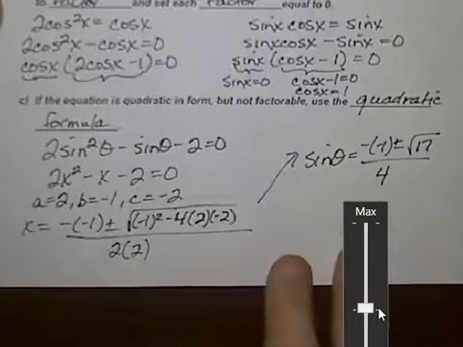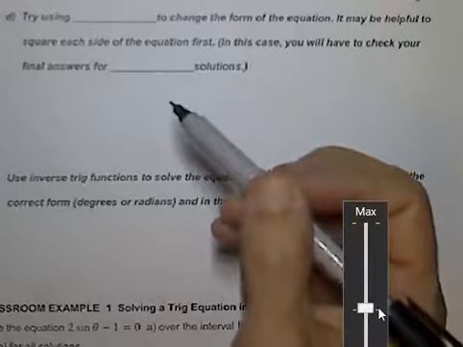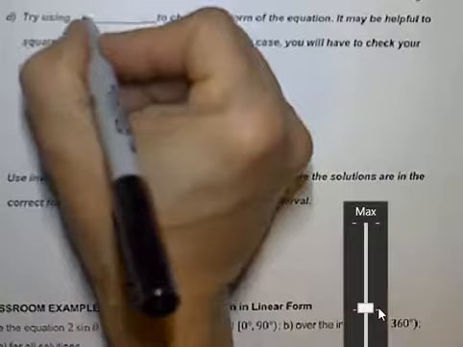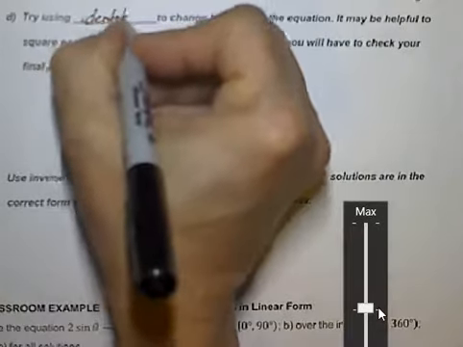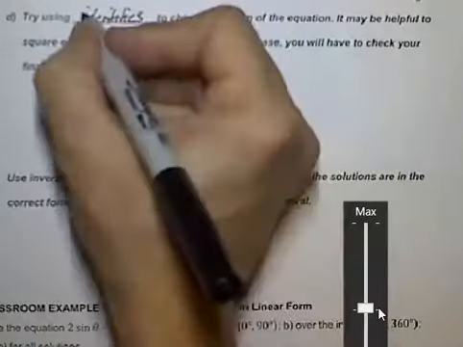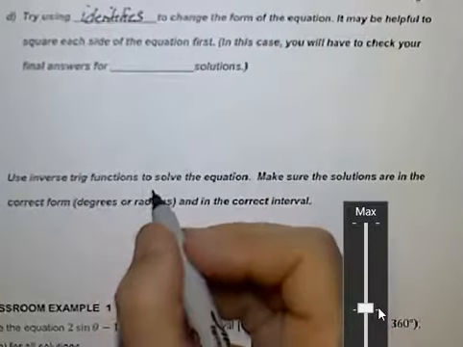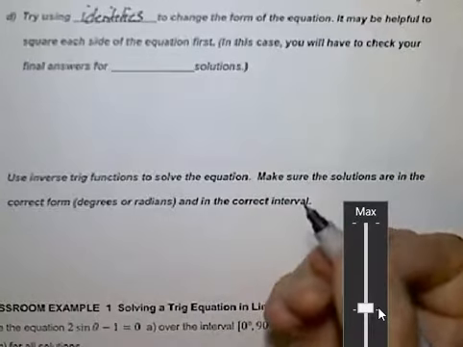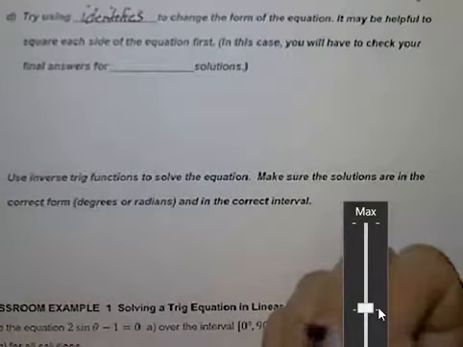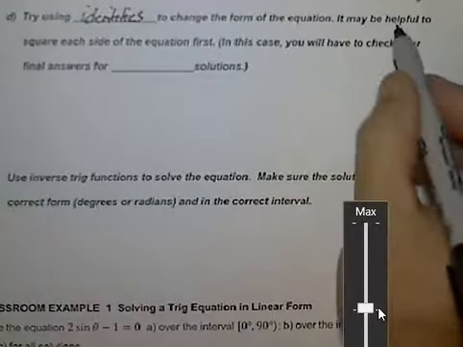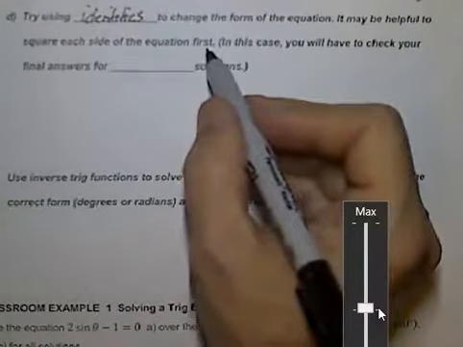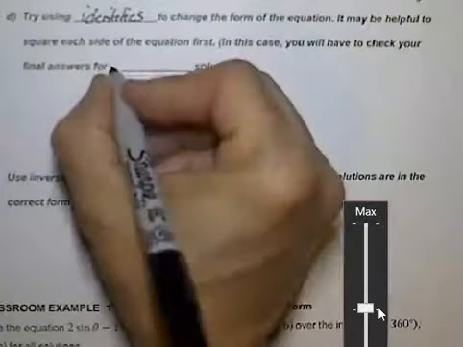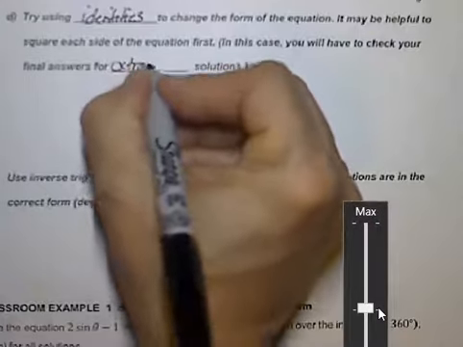solve it for theta. Now the last one of these tips is to try using identities to change the form of the equation. If you can't see anything else to do, then you might be able to use an identity. If you have something like a sine squared plus a cosine squared that are both on the same side of the equation, you can take those two and replace them with a 1, something like that. You can also try squaring each side of the equation first. If you do that, you'll have to check your final answers because you can end up with extraneous solutions when you use that method.